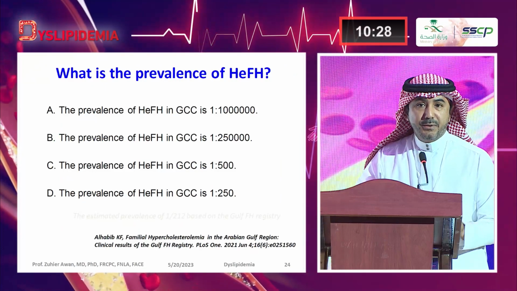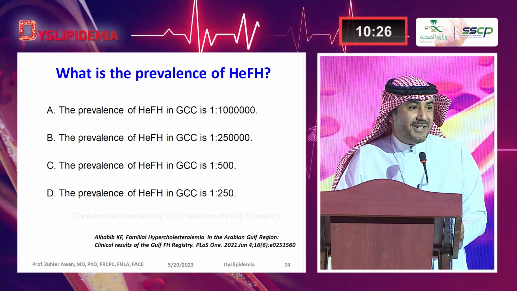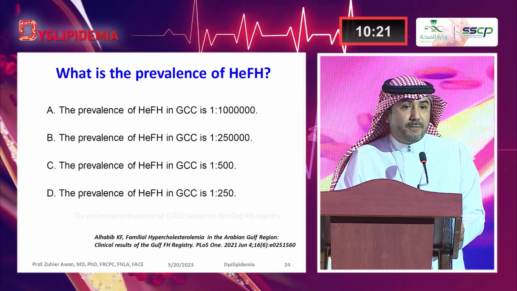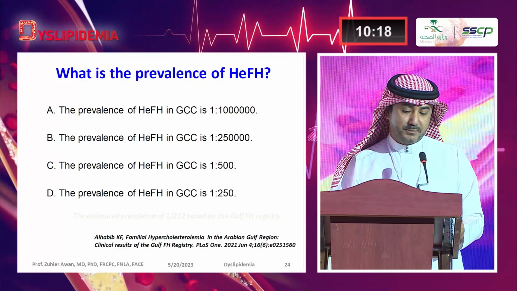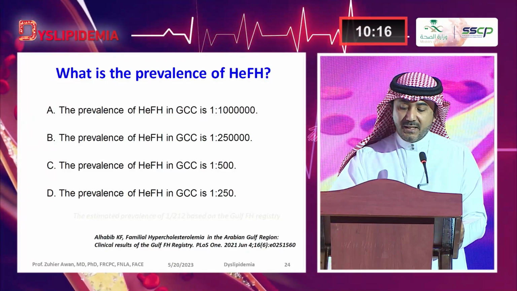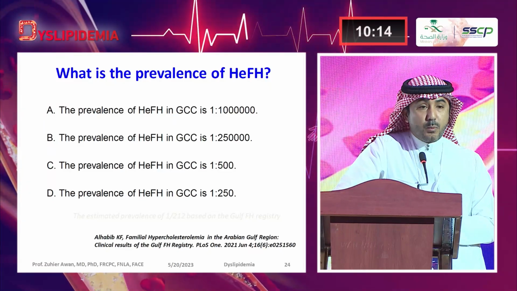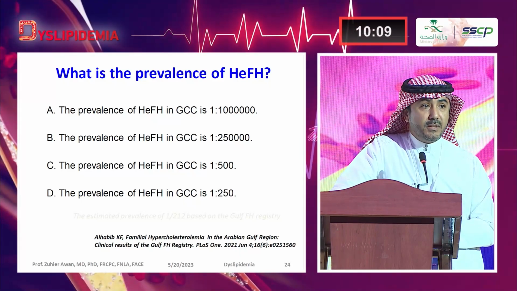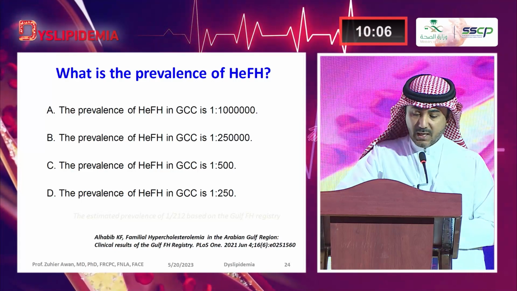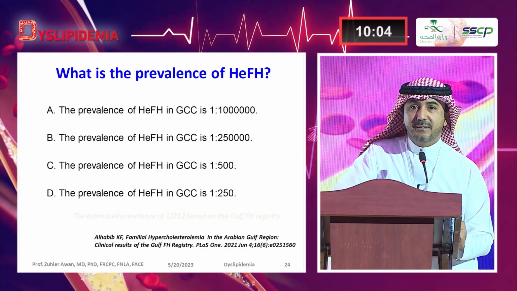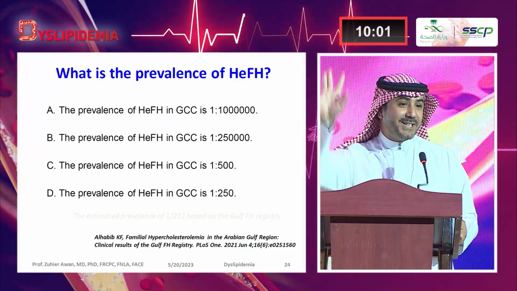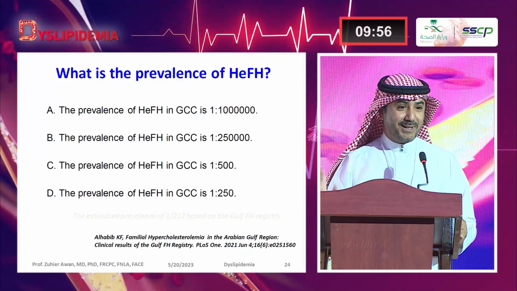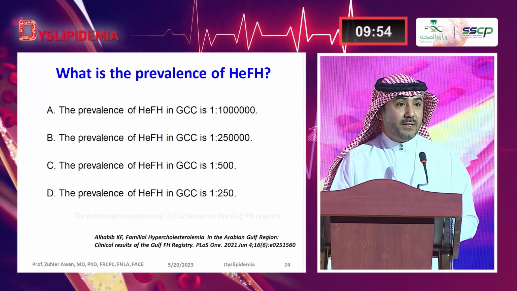Just to make sure everyone is on track, let me pose a question. What is the prevalence of heterozygous familial hypercholesterolemia? With a show of hands, in the GCC, is it 1 in a million? Any takers? Is it 1 in a quarter of a million? Anyone? Is it 1 in 500? Wow. Usually I'd have at least 1 raising his hand. Now there's only 1. Usually I have more than 1. Is it 1 in 250?